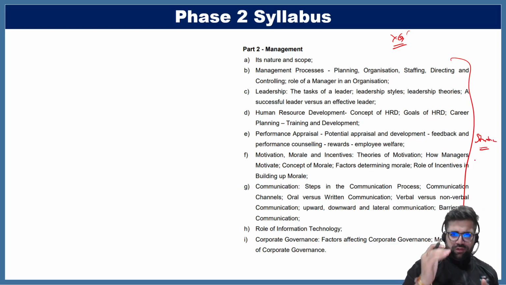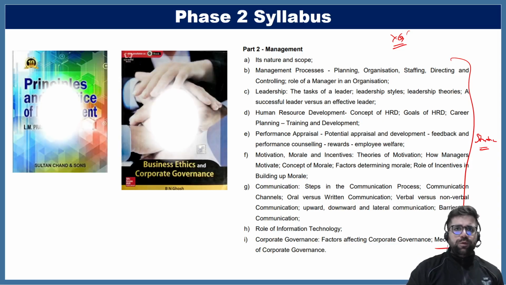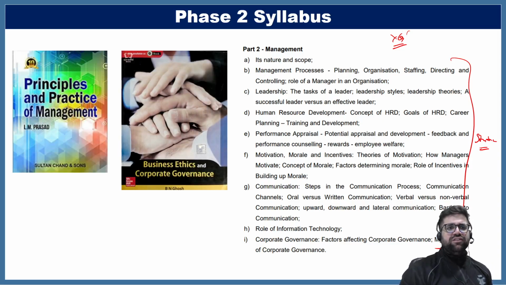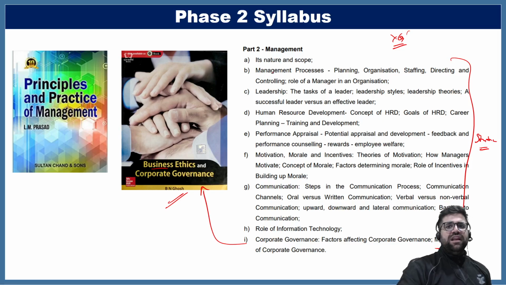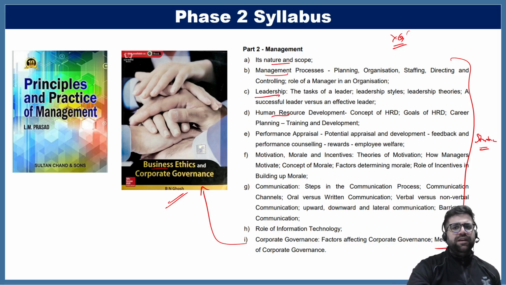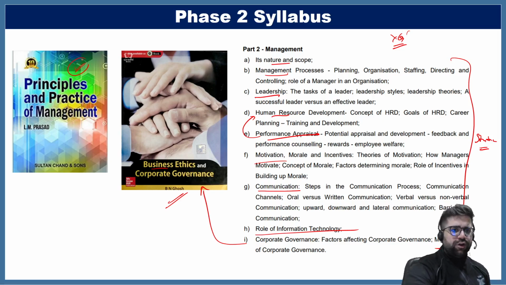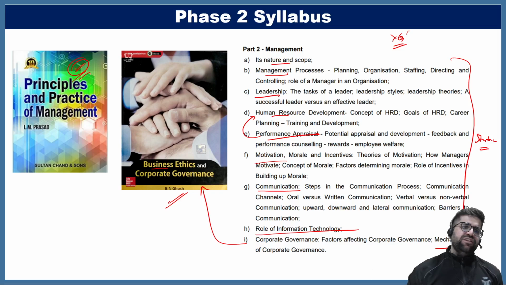To cover all these chapters of management, I will advise you two books. First is Principles and Practices of Management by L.M. Prasad, and then you also have to cover Business Ethics and Corporate Governance by B.N. Ghosh. I am referring to the Business Ethics book because there was a question on Business Ethics, and Corporate Governance is directly given in your syllabus, so you will have to cover it. The rest of the chapters like management, nature, human resource development, leadership, performance appraisal, which is part of HRD only, motivation, communication, and role of IT will all be covered from one standard book, Principles and Practices of Management.